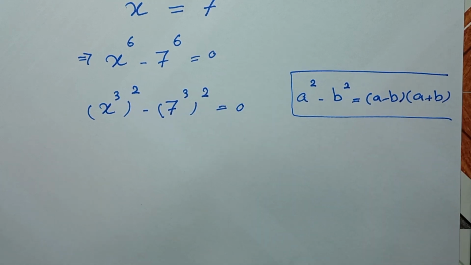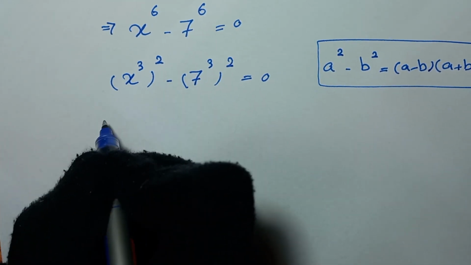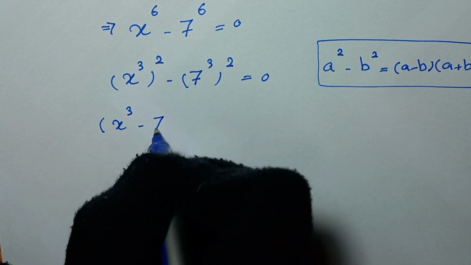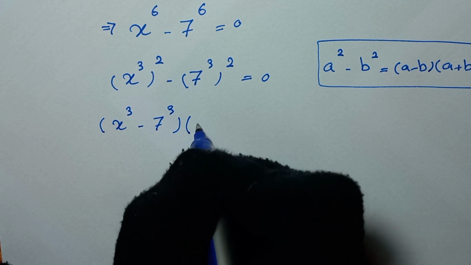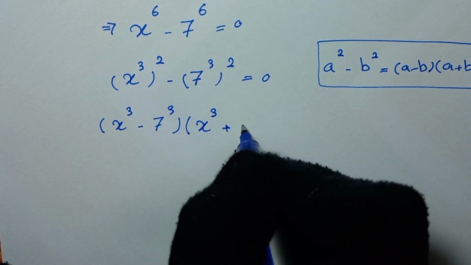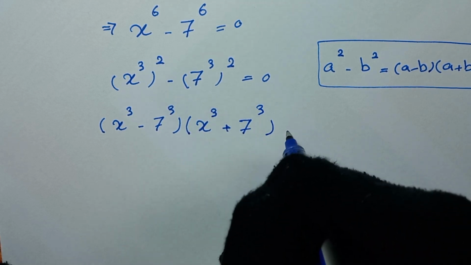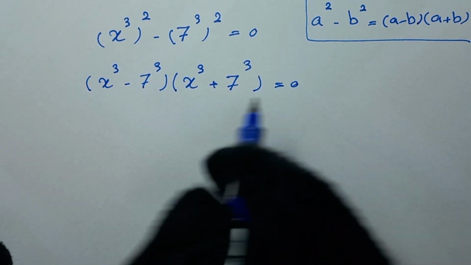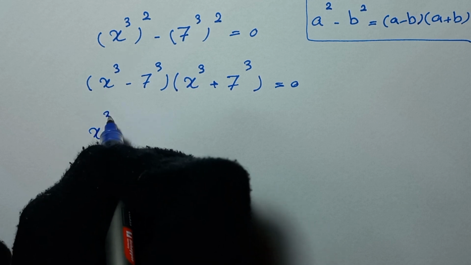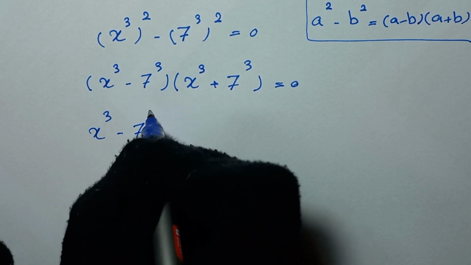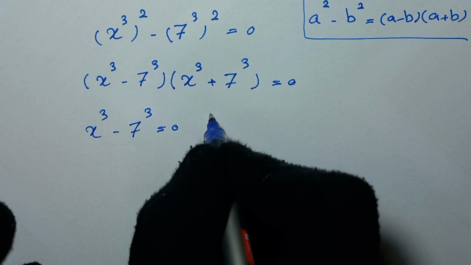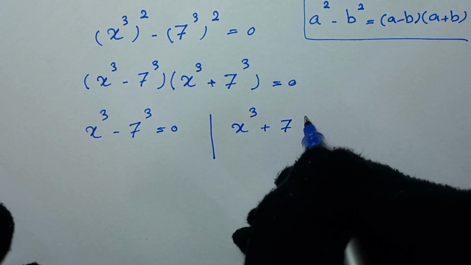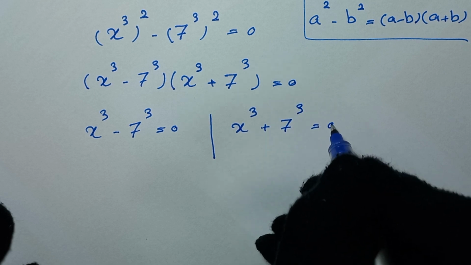So here we can write this as x cubed minus 7 to the power of 3, times x to the power of 3 plus 7 to the power of 3, is equal to 0. And here, this times this is equal to 0, so x to the power of 3 minus 7 to the power of 3 is equal to 0, or x to the power of 3 plus 7 to the power of 3 is equal to 0, right?